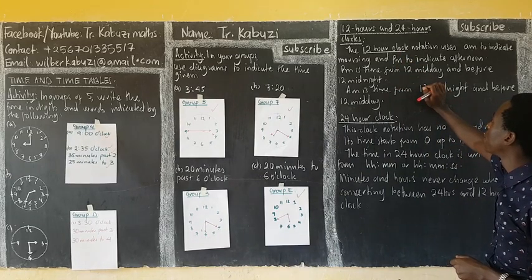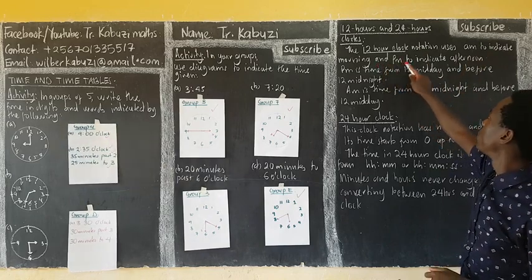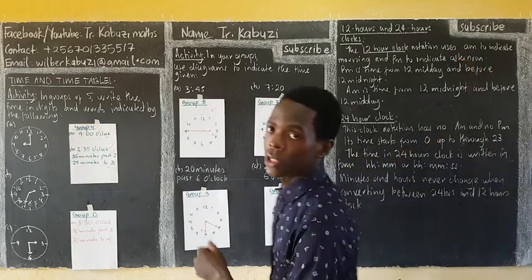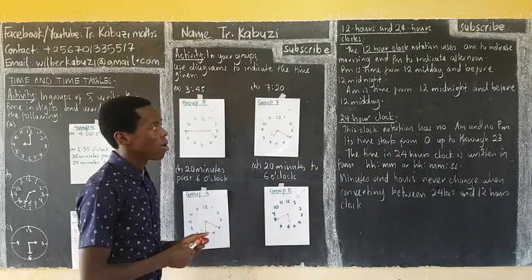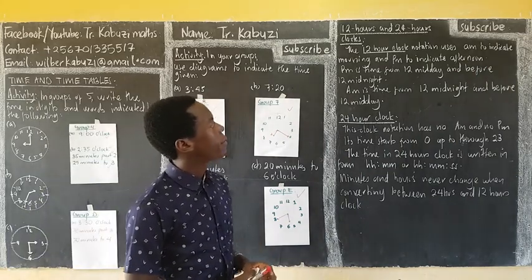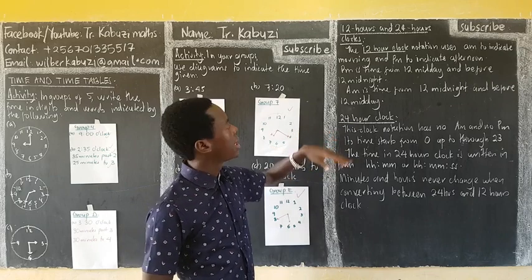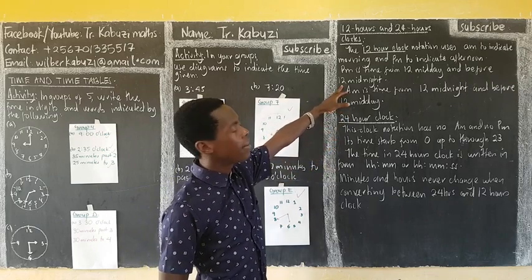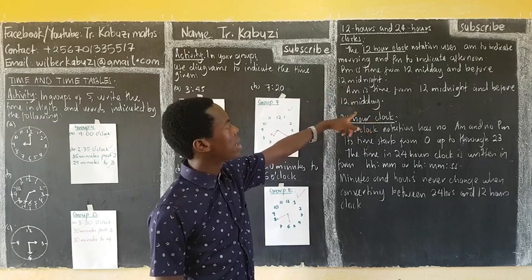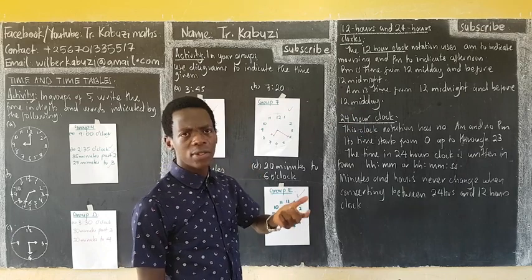The 12-hour clock notation uses AM to indicate morning and PM to indicate afternoon. Noon is 12. So afternoon, that's what we call the PM. So PM is time from 12 midday, or noon, to before 12 midnight. Then AM is time from 12 midnight and before 12 midday. I think these ones you know.